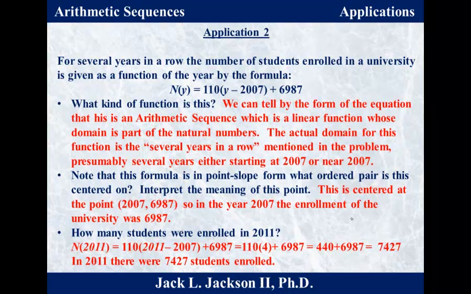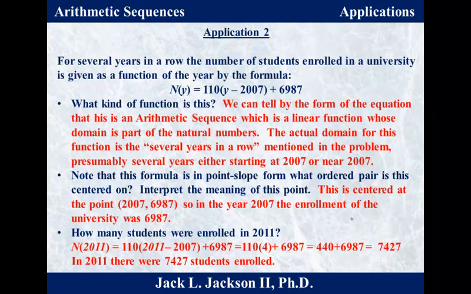So this formula is in point slope form, and the ordered pair that it's centered on is (2007, 6,987). So you can check that that point does work. And so what this means is the input is the year number, the output is enrollment. So in the year 2007, the enrollment of this university that we're talking about was 6,987.